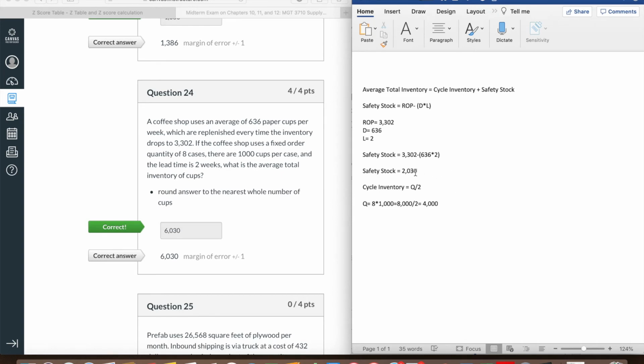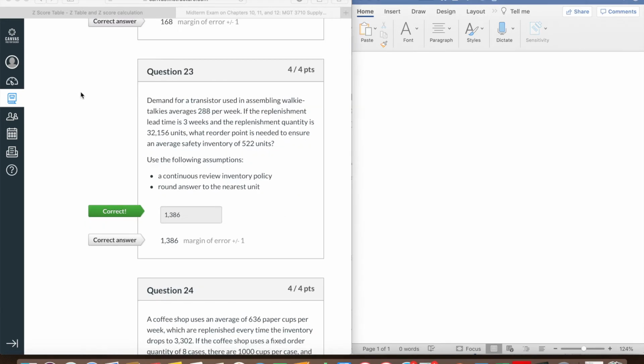So remember the safety stock formula we got. We got 2,030. Then we have Q equals 4,000. When you add 4,000 together with 2,030, you get 6,030, which is the correct answer here. Now we can go back to question number 23.